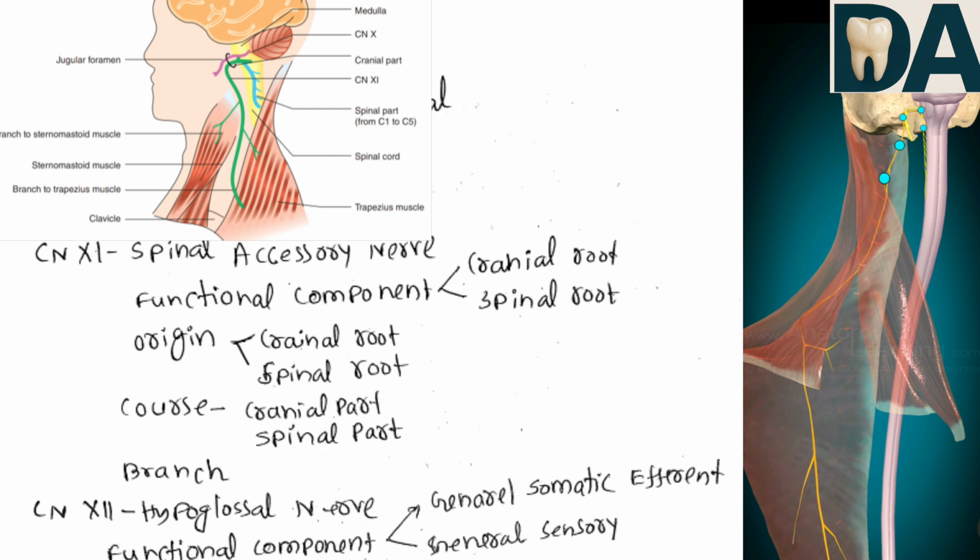Course. Cranial part. The nerve fibers of cranial part arise as multiple rootlets from the lateral aspect of the medulla, just below the origin of the vagus nerve. Later, the rootlets merge to form a single nerve trunk during its exit from the medulla. It is accompanied by spinal part and the glossopharyngeal nerves.